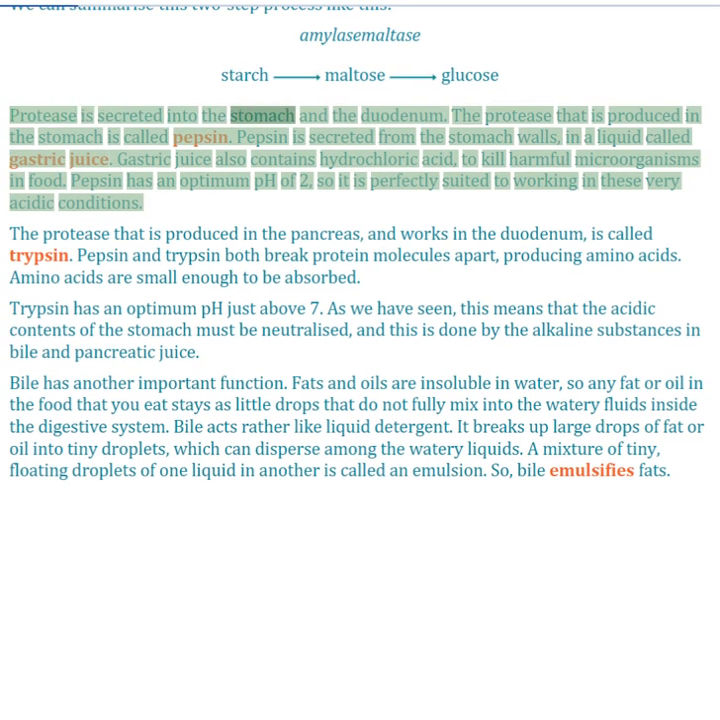Protease is secreted into the stomach and the duodenum. The protease that is produced in the stomach is called pepsin. Pepsin is secreted from the stomach walls, in a liquid called gastric juice. Gastric juice also contains hydrochloric acid, to kill harmful microorganisms in food. Pepsin has an optimum pH of 2, so it is perfectly suited to working in these very acidic conditions.